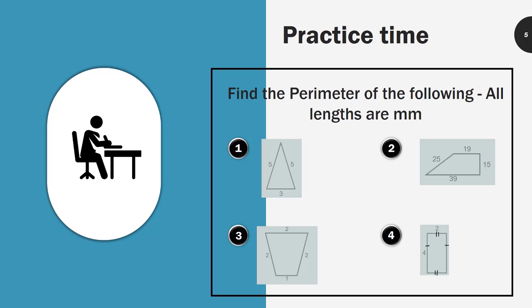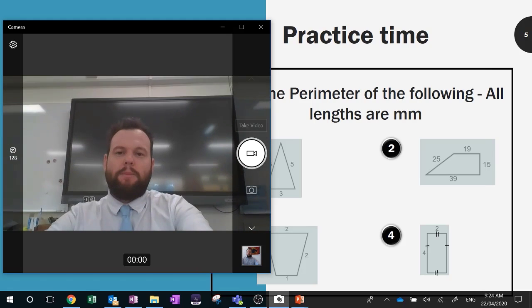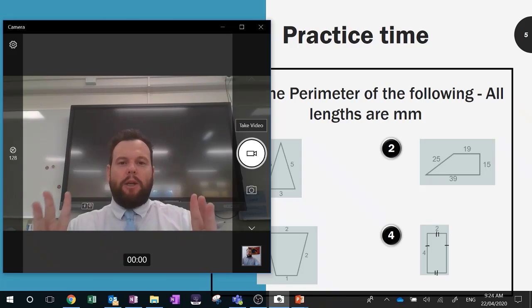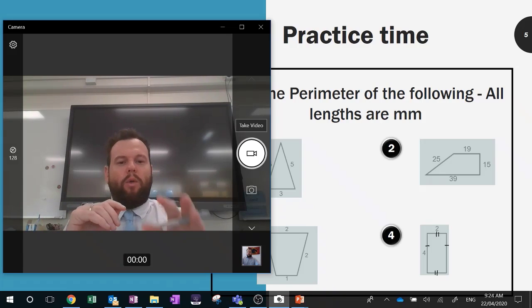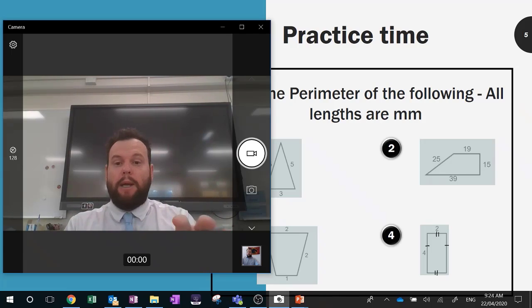So that's perimeter. That's pretty much all there is to it. It's a pretty simple topic. I'm going to get you guys to do some practice now. So all of these measurements are in millimeters. Okay, they're in millimeters. So have a go at doing those.